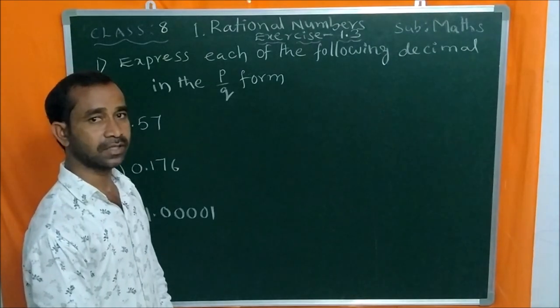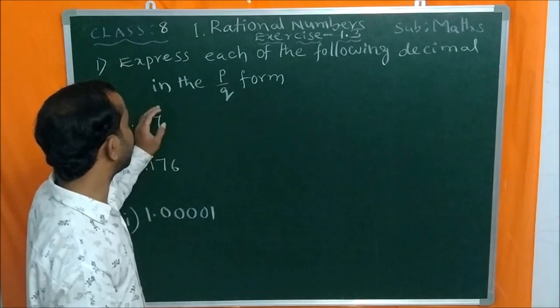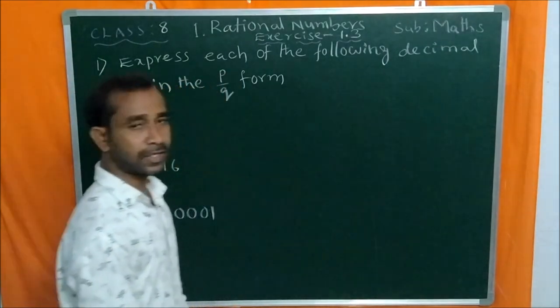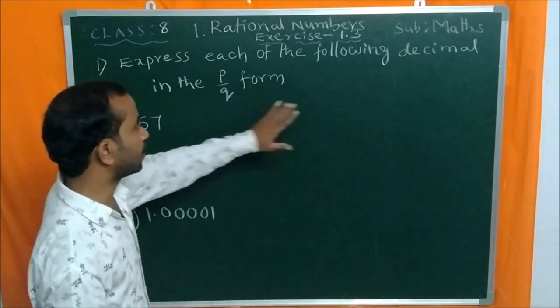Good morning, children. In the previous class, we discussed rational numbers represented on the number line, and that between any two rational numbers, we can find any number of rational numbers.